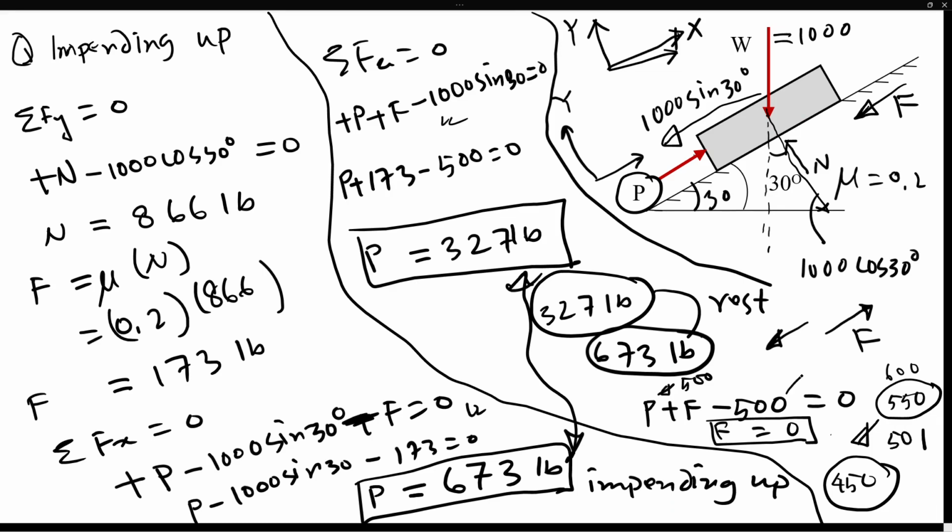And there may be a question asked something like this: for what value of force will it neither impend upward nor slide down? That would be the 500 pounds in this example. It's going to change based on the angle and the weight, because as you can see, 1,000 sine theta is what actually determines whether it's going to impend up or impend down.